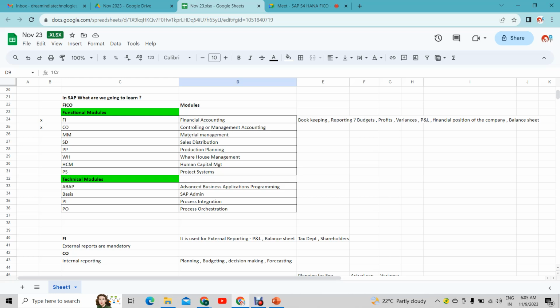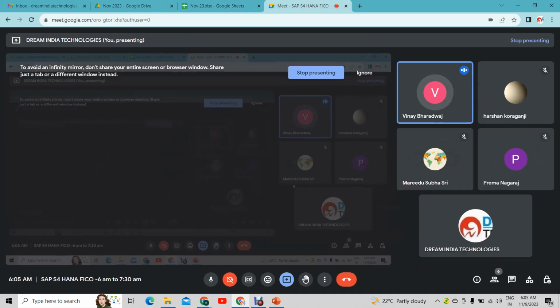Yesterday it was basically an introduction class. We discussed what is SAP, what is ERP, what is FI and what is CO, and the different modules present in SAP, and why FI is used and why CO is used.